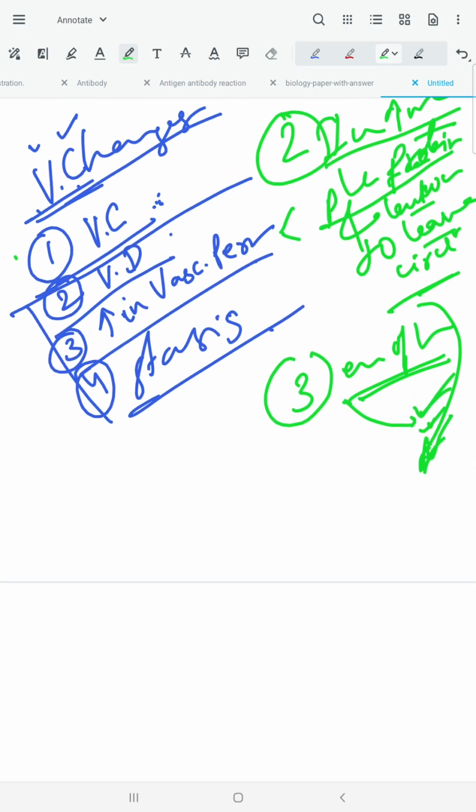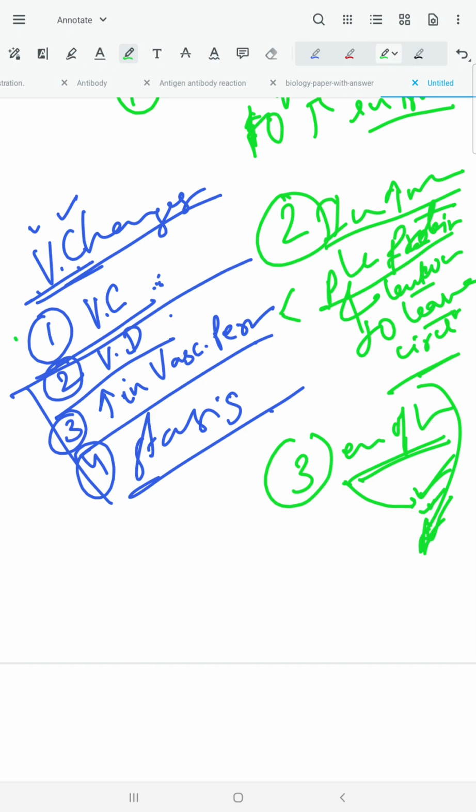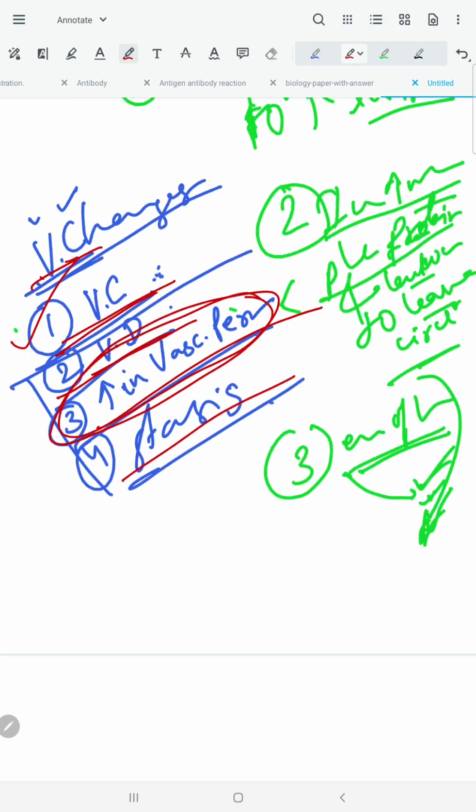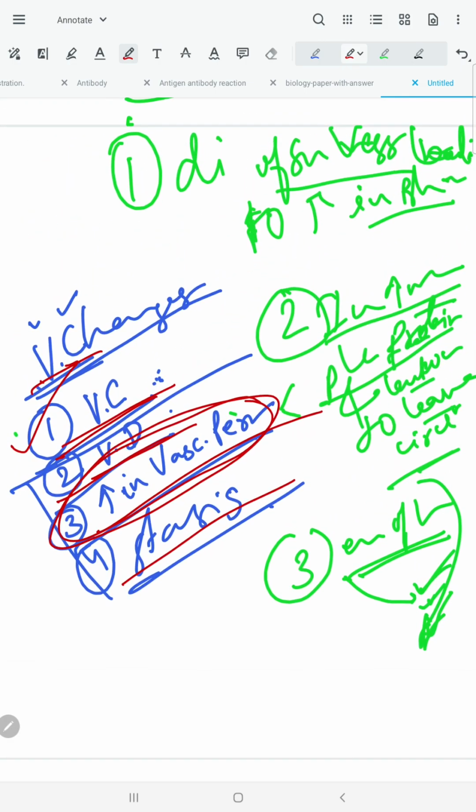So what is the hallmark of acute inflammation? Increase in the vascular permeability. याद रखिएगा, this you need to remember. What are the changes? The VC we say: vasoconstriction, vasodilation, increase in vascular permeability, and then stasis. What is the first process? That is vasoconstriction. It is the first event, a very transient phenomenon.